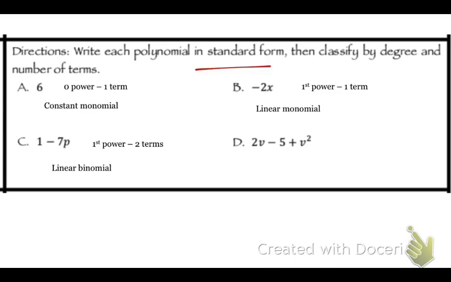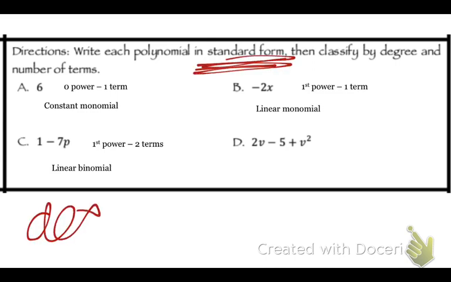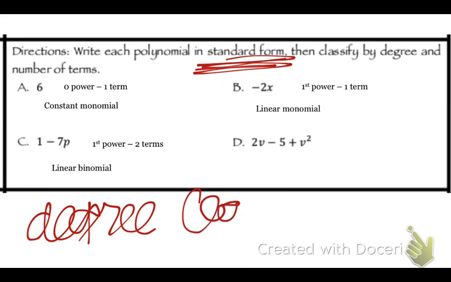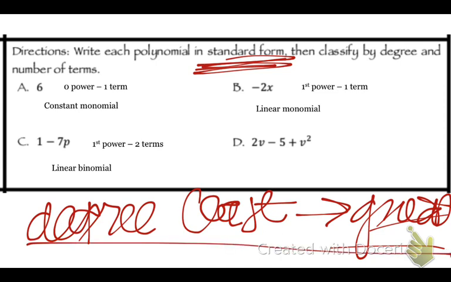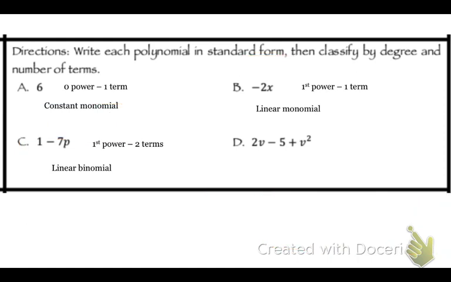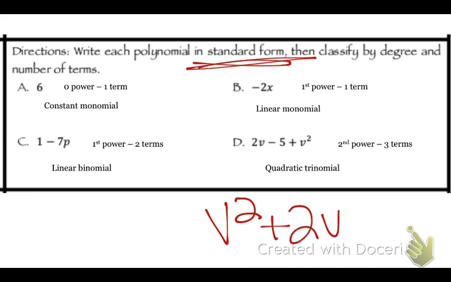And then standard form, that's where the degree goes from least to greatest. Yeah, I bet you can read that. Wow. So that would be negative 7p plus 1. Write that down. Okay? Now for D, that's the second power, and there's 3 terms. So if we looked at our little chart, that'd be a quadratic trinomial. And again, we have to write this in standard form. So that'd be v squared plus 2v minus 5.